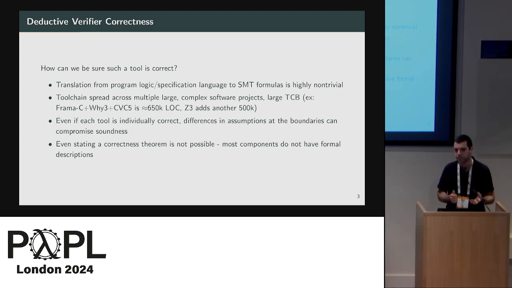And if there are bugs in any of these components, then that compromises soundness, where your tool says your program's verified, but in fact, there's a problem. And even if the tools individually are correct, there can still be problems that creep in at the boundaries if they make, say, different assumptions. But in fact, we can't even state a theorem that says that a toolchain is correct, because a lot of these components don't have formal descriptions.